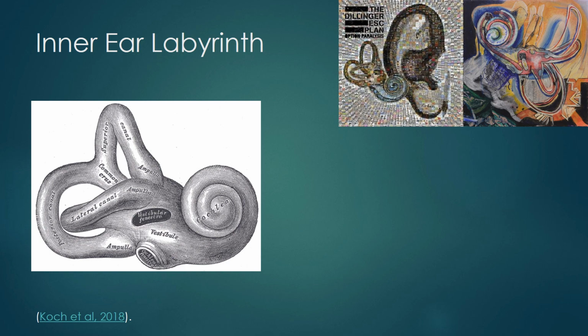So our inner ear is often referred to as the labyrinth, and that's what you're seeing here on the left. This is, I think, quite a strangely beautiful organ, and it's got quite an iconic look to it, such that you'll see it portrayed in art and popular culture as well. On the top right of the screen here, you can see one of many artistic renderings of the inner ear labyrinth, and you can even see it cropping up in popular culture, for example, on this album cover for the band Dillinger Escape Plan.